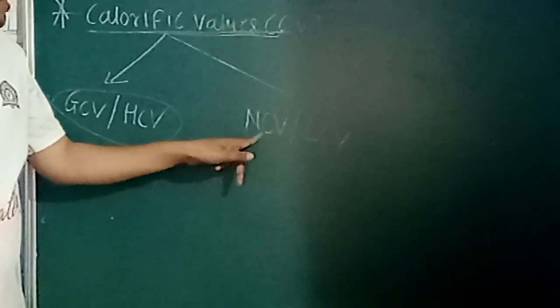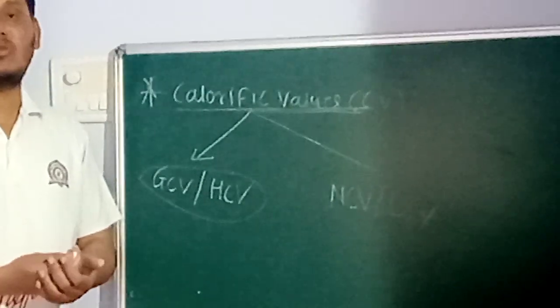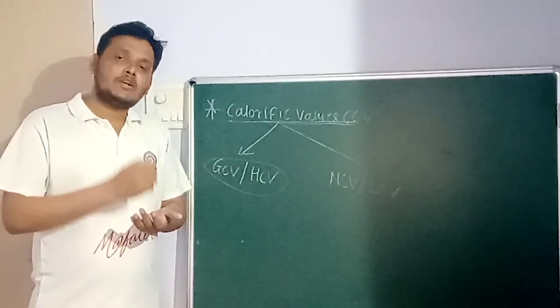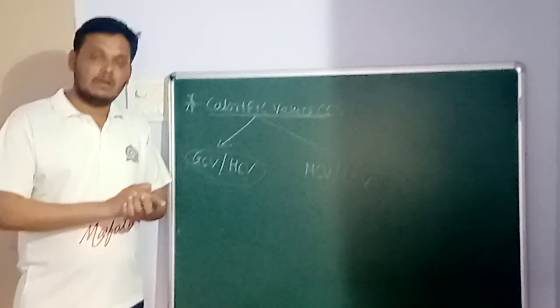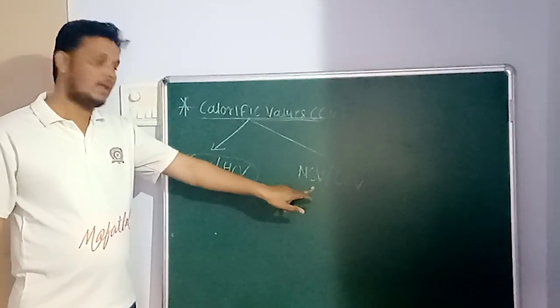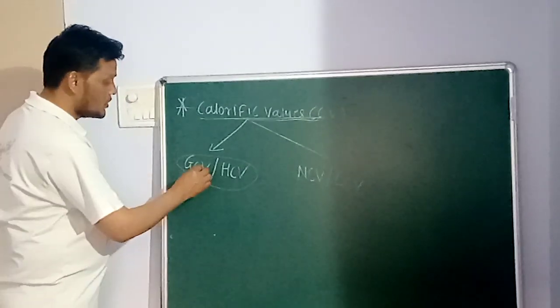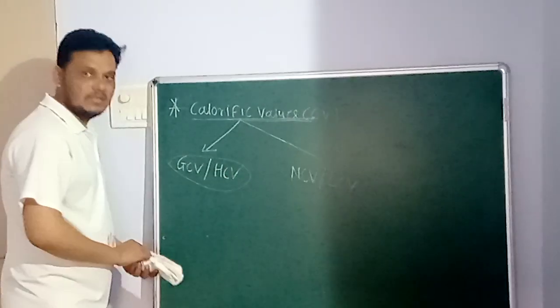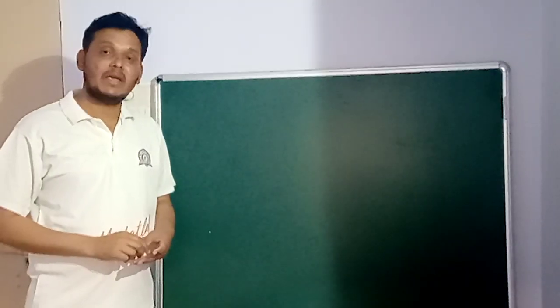Now the next one is net calorific value. What is meant by the net calorific value, which is also known as lower calorific value? It is the total quantity of heat liberated by unit mass or unit volume of the fuel when the product of combustion is allowed to escape. It is known as net calorific value, also called lower calorific value. Now what is the relationship between GCV and NCV? Sometimes this question might be asked: define GCV and NCV, and what is the relationship between the GCV and NCV?